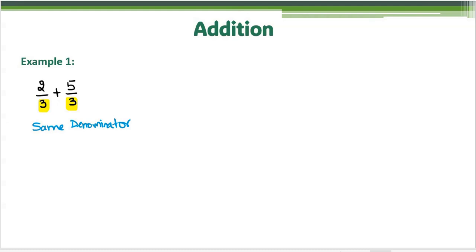So how do we add these two fractional numbers? As the denominator is the same, when we add them, we'll get again a fractional number. We write the denominator at the bottom and then we simply add the numerators. So what we have is 2 plus 5, which is 7, over 3. This is the addition, and this will be your answer.